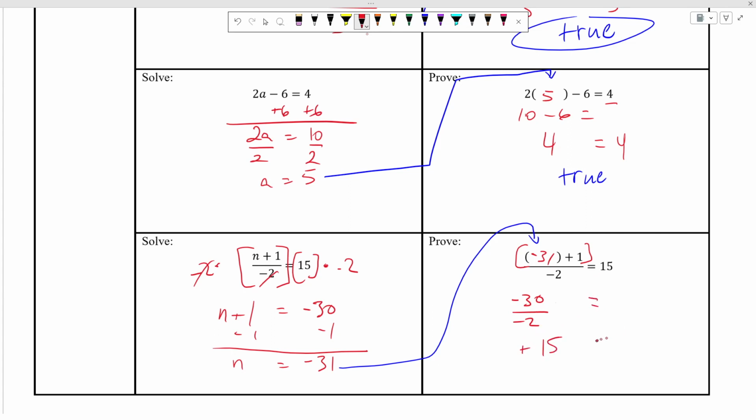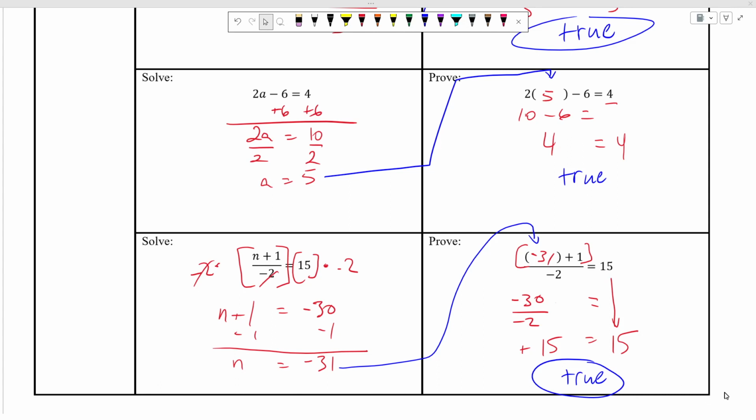Now I look at this other side. There was nothing happening, so I can just bring it on down: 15. Positive 15 does in fact equal positive 15. This is true. Therefore, n being negative 31, that input resulted in a true statement and therefore was correct. We did it appropriately.